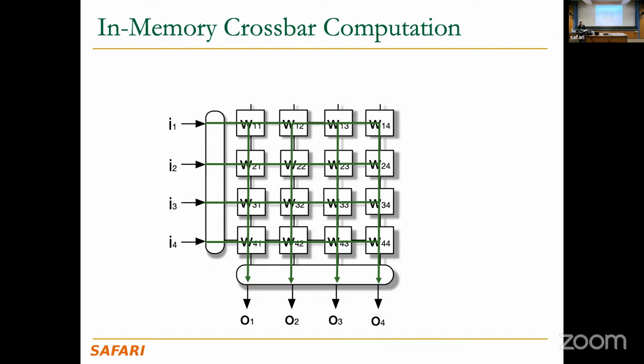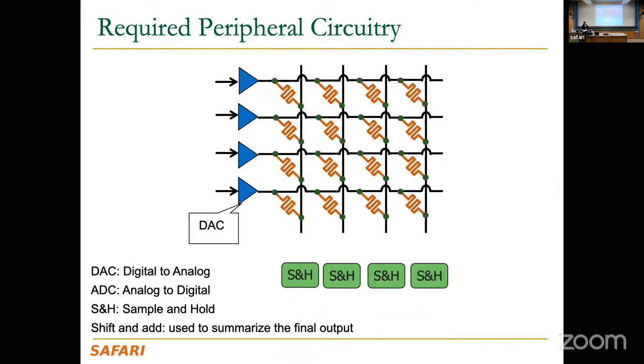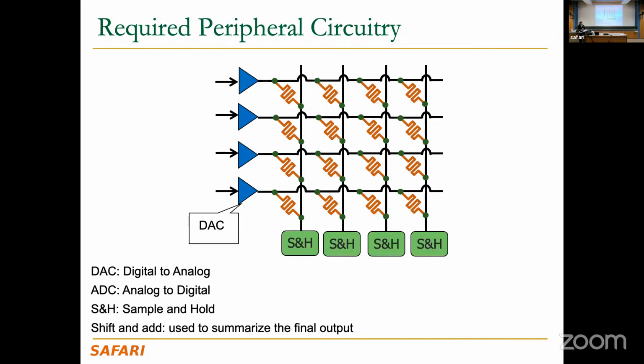We did this computation inside the memory using the memory. And here are more details about how we can use this crossbar-based processing using memory. We need some peripheral circuits such as digital to analog conversion, and some sample and hold circuits to hold the signals here. And then we need, for example, the analog to digital conversion at the end of each bit line.